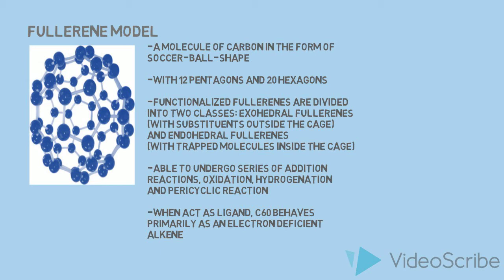Fullerene is able to undergo a series of addition reactions, oxidation, hydrogenation, and pericyclic reactions. When added as a ligand, the C60 will behave primarily as an electron-deficient alkene.